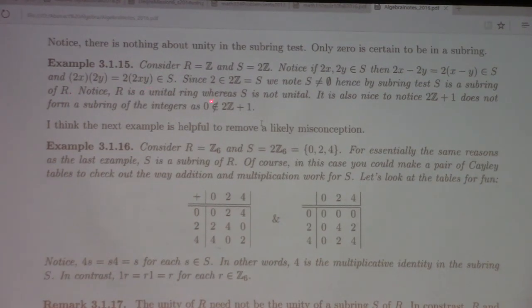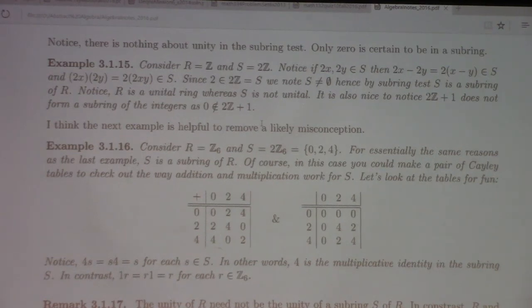It's not unital, right? Because 1, which is what you need to be a unity in there, is not in there. So the subring is not unital, despite the fact that the integers are unital. We lose the unity in this case. It's also nice to notice the odd integers are not a subring.